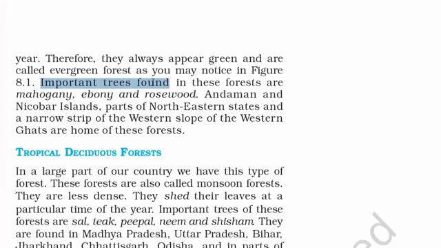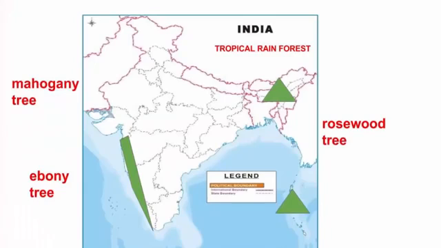Some important trees that are found in these forests are mahogany, ebony and rosewood. Andaman and Nicobar Islands, part of the northeastern states, and a narrow strip of the western slope of the Western Ghats are home to these forests. Have a look at this map. I'm just going to pinpoint everything and it will be easy for you to understand.